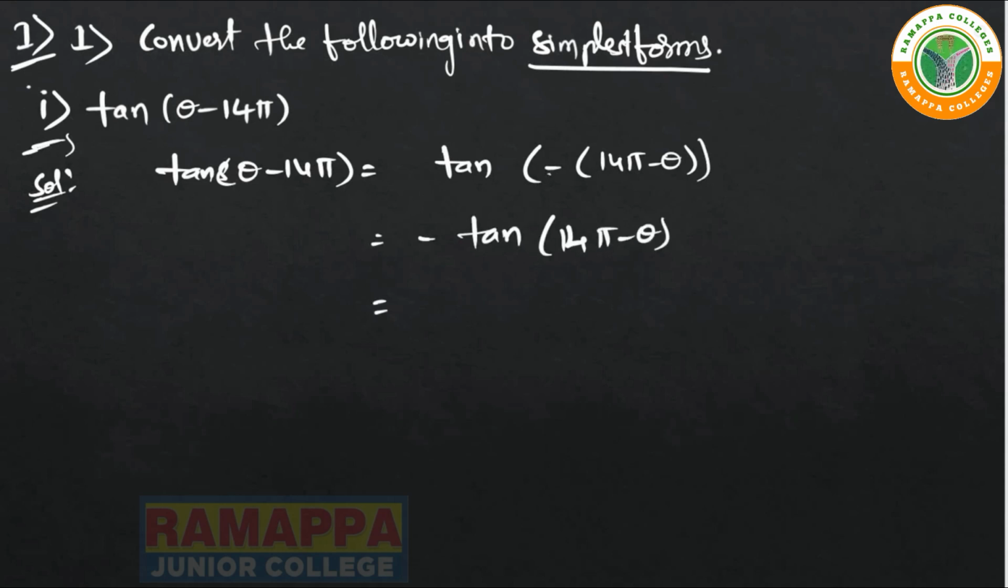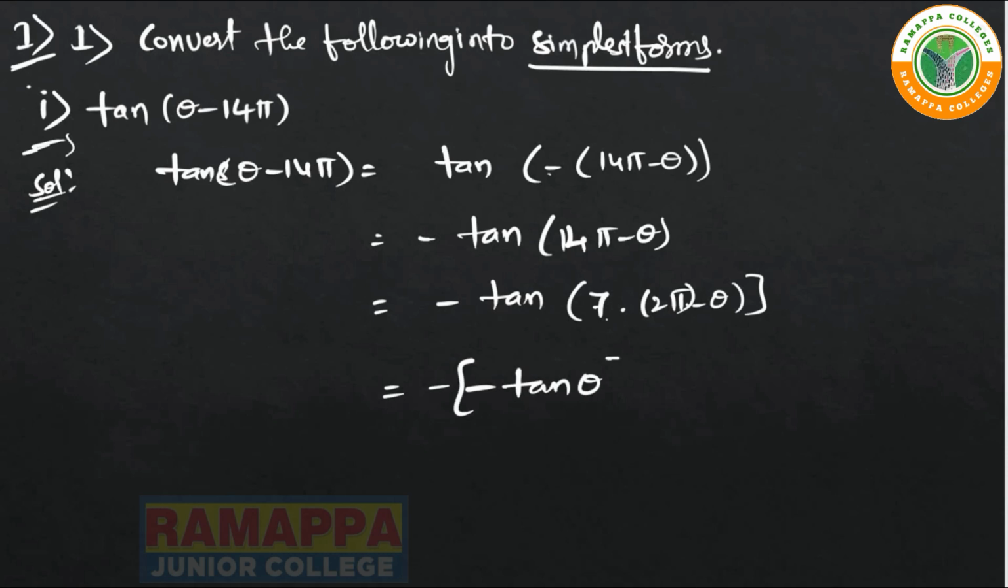Now tan, we can write this as 7 into 2 pi minus theta. So this, okay, 7 into 2 pi minus theta, I will write this one. So this answer will become minus tan theta, which becomes minus of minus tan theta here. So minus into minus is plus, it will become plus tan theta.